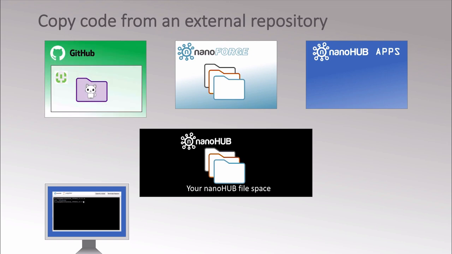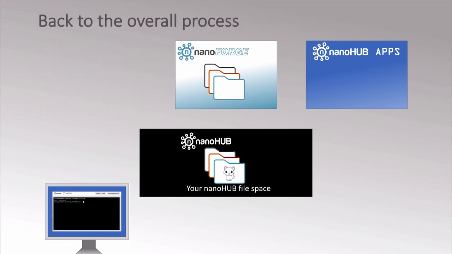You can also clone a repo from an external code repository into your nanoHUB file space. Then, copy the code into your local nanoHUB repo. Note that it is possible to work with GitHub in this way without selecting GitHub as your app's code repo. Now we'll return to the overall process.